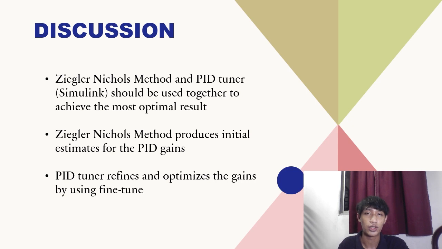Based on the result that we have gained, we can conclude that the Ziegler-Nichols method and the PID tuner in Simulink should be used together to achieve the most optimal result. What I mean by that is that by using the Ziegler-Nichols method, we can produce the initial estimates for the PID gains for the beginning of the tuning process. Next, by using the PID tuner in Simulink, we refine and optimize the gains using the fine-tuning feature included in Simulink. So that's all for the discussion.